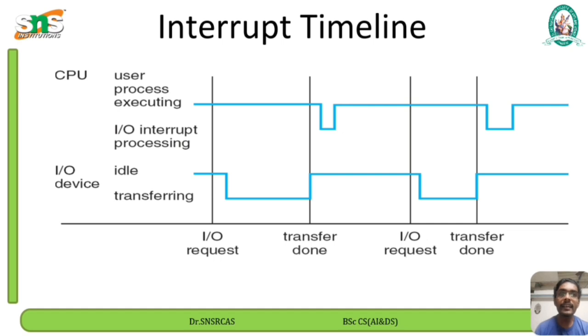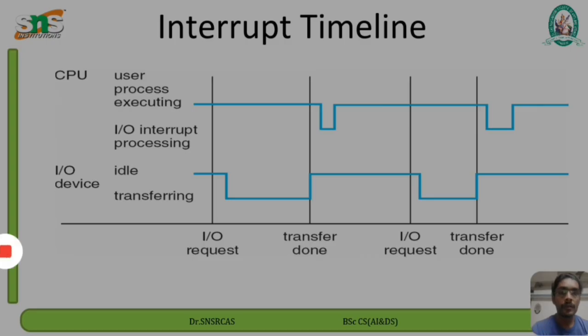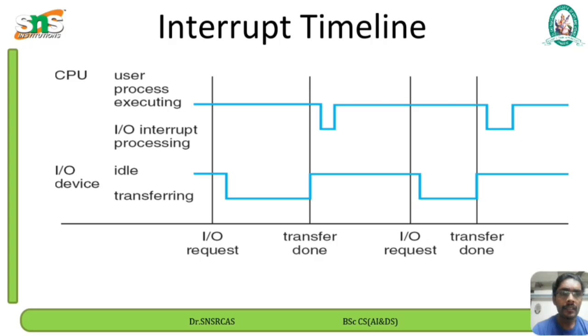There is a diagram to understand what the interrupts are and what the different timelines are. When you receive an IO request, the device changes from idle to transferring. Once the transfer is done, the signal again goes back to the idle state. And again, if you receive an input output request, the signal is transferred to transferring mode. Once it is done, it again moves to idle mode. As far as the central processing unit is concerned, the user process is executing in the top line. Once an IO interrupt is processed, the signal moves down.